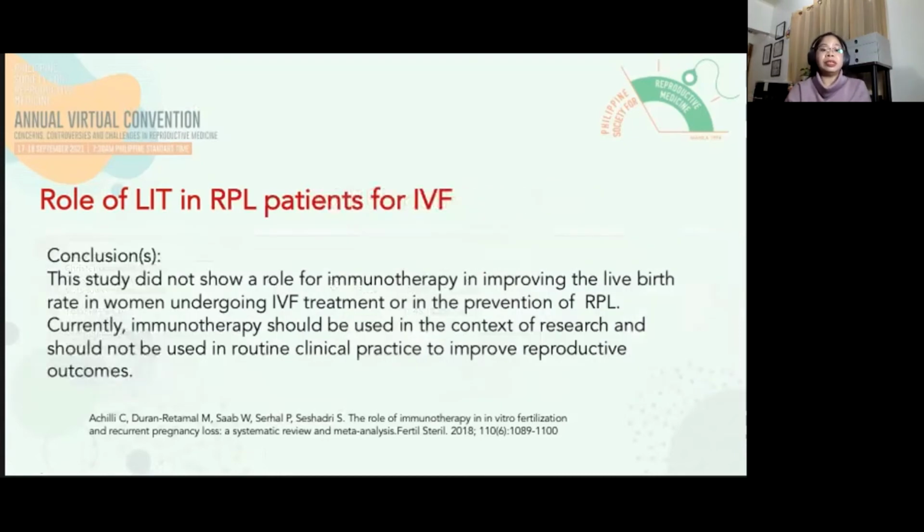So the conclusion of this study is that immunotherapy has no role in improving the live birth rate in women undergoing IVF treatment or in the prevention of recurrent pregnancy loss. And currently, immunotherapy should be used only in the context of research and should not be used in routine clinical practice to improve reproductive outcomes.